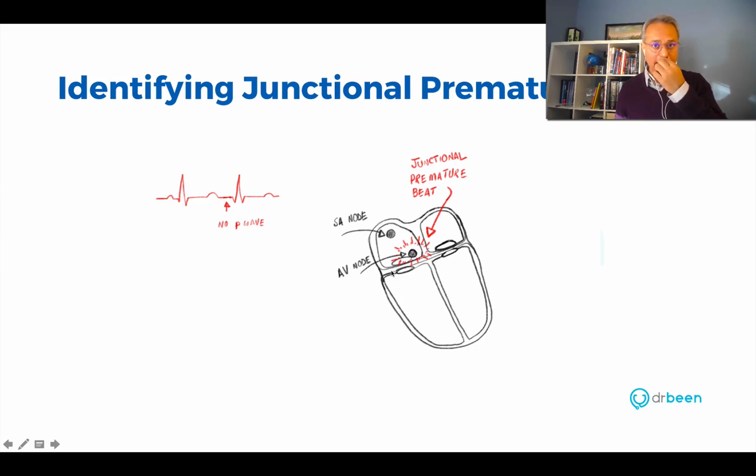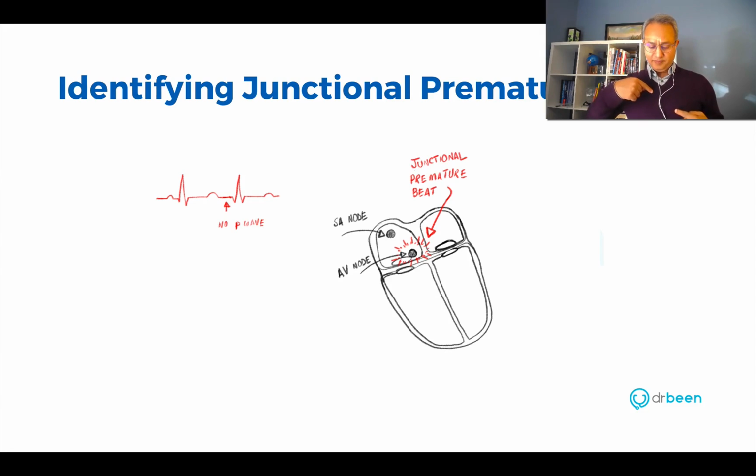I'll explain in a second why an absent P wave means junctional. So let's talk about it. This is a junctional premature beat. So hope atrial premature beat is clear to you. The P wave is present, the shape is wrong or the axis is wrong, and the QRS complex is normal. So that is atrial.